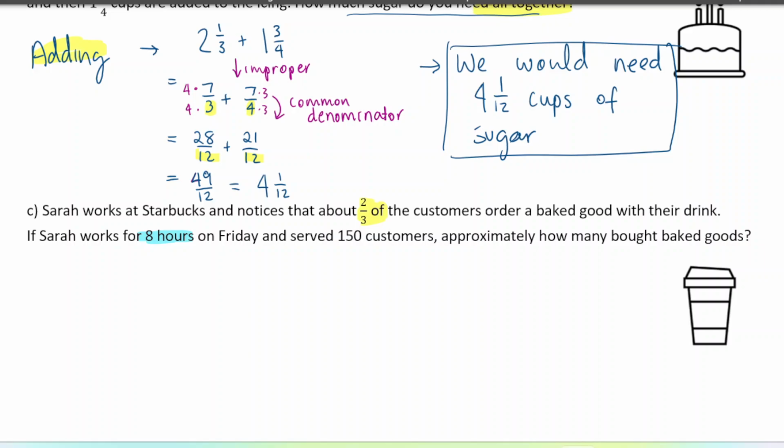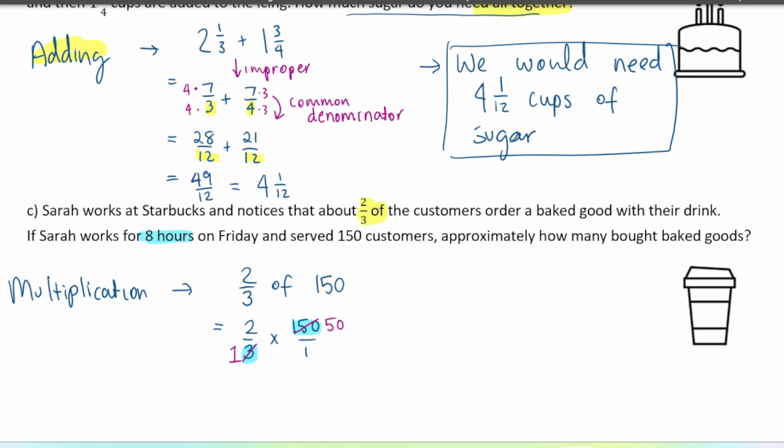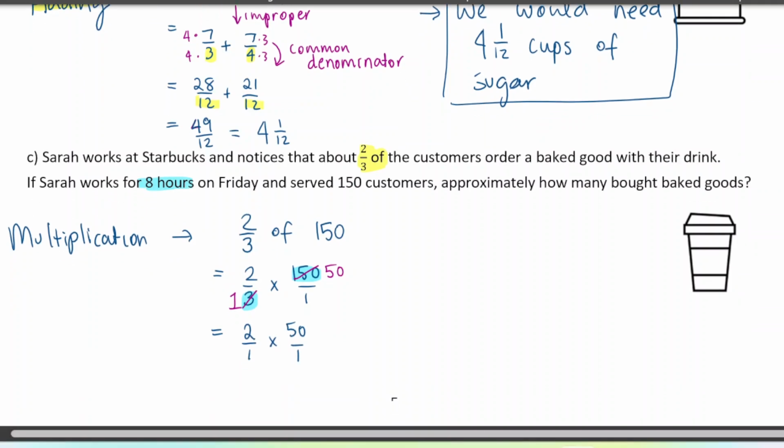So if we want to know how many ordered baked goods, we're going to do multiplication here. So we're going to do 2/3 of 150, which is the same as 2/3 times 150. Now we are going to reduce before we multiply here. You notice that 3 and 150 both can be divided by 3. So I get 2/1 times 50/1, which is 100/1, which is just 100.